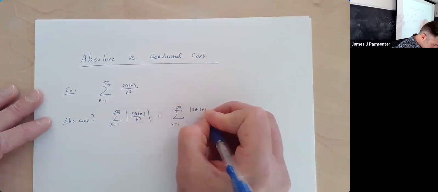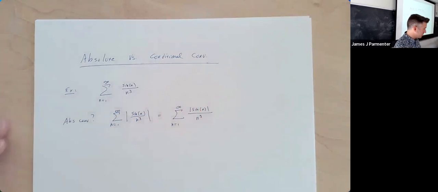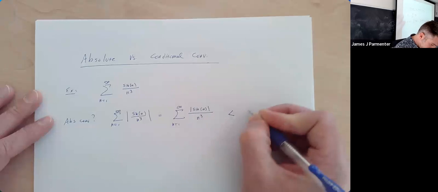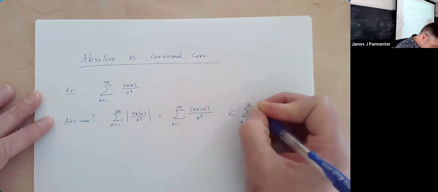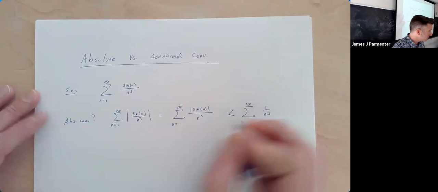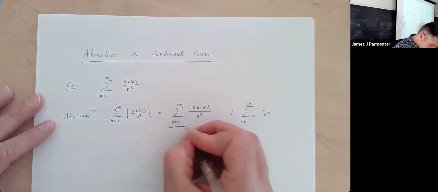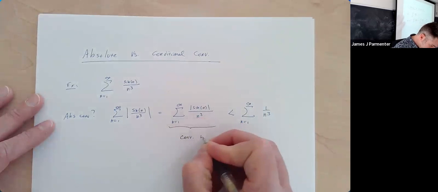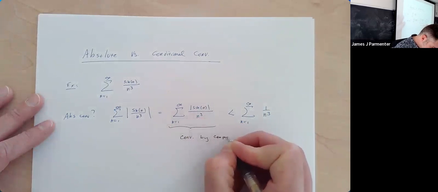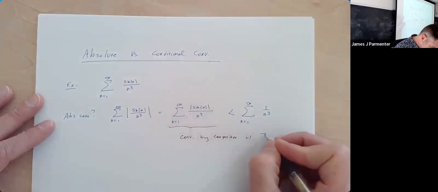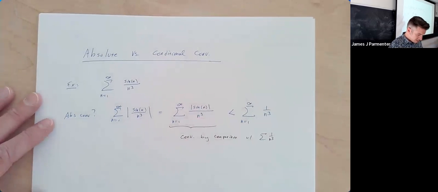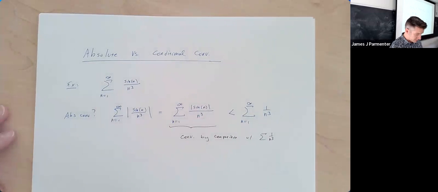Once you have started to test for absolute convergence, then you usually have to do something else. You're not just ending with the test for absolute convergence, with some exceptions. You then sometimes have to use the comparison test. So this certainly is less than the sum from n equals 1 to infinity of 1 over n cubed. So this series converges by comparison with that series, which means our original series converges absolutely.